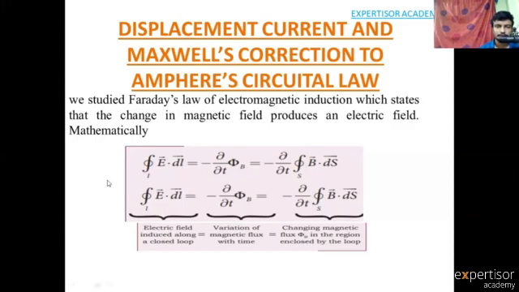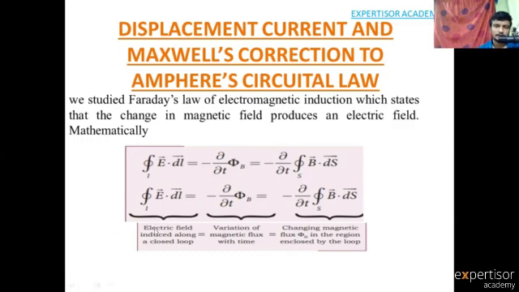So look at this. This is the closed integral of E dot dl, the electric field, that is equal to minus the change in magnetic flux. So the change in magnetic flux resembles the electric field. That means a change in magnetic field produces an electric field.